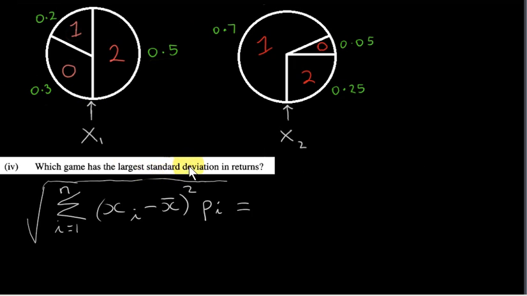Next, we're going to get the standard deviation in the returns for each game. Now, you could imagine spinning this spinner many, many times. Imagine spinning it, say, 100 times and noting down the values. The first value might be a 0, the second value might be 2, the third value might be 0, the fourth might be 1, and so on. Imagine doing this 100 times. The 100th value might be 2.